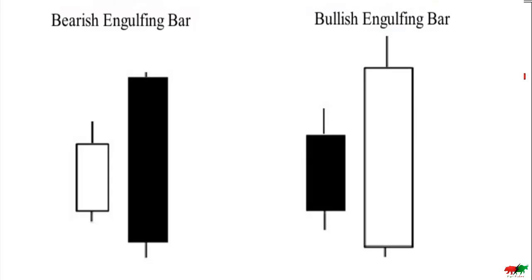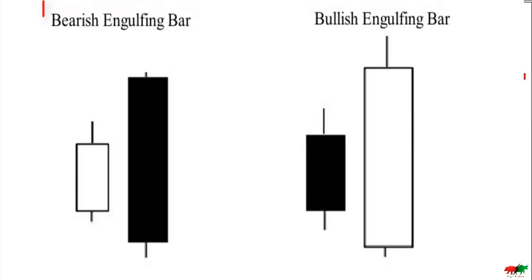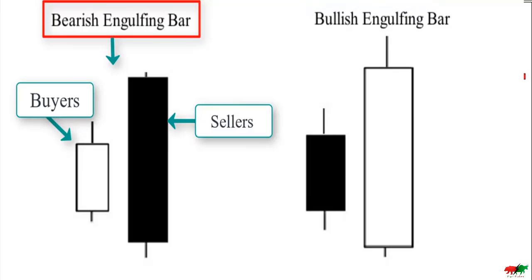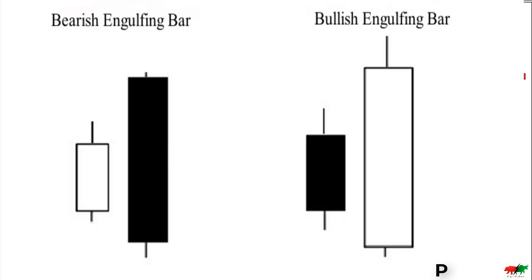There are two types of engulfing bars. The bullish engulfing bar: this pattern happens frequently in demand zones and indicates that buyers are stronger than sellers. The bearish engulfing bar: this pattern occurs frequently in supply zones and indicates that sellers are stronger than buyers. This candlestick pattern can be used as a confirmation signal when trading supply and demand zones.